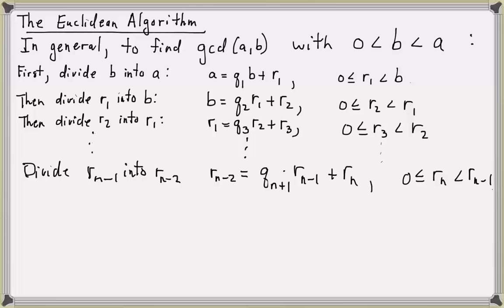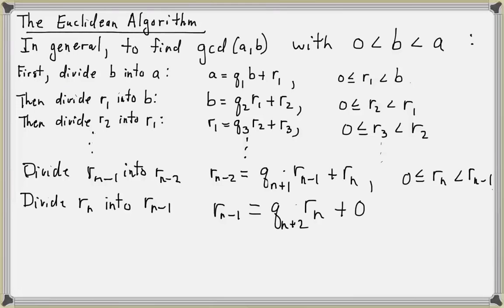So in the last step, when I divide Rn into R(n-1), I will get R(n-1) equals quotient Q(n+2) times Rn with remainder of 0. Then we claim that the greatest common divisor of A and B will equal Rn, the last non-zero remainder.